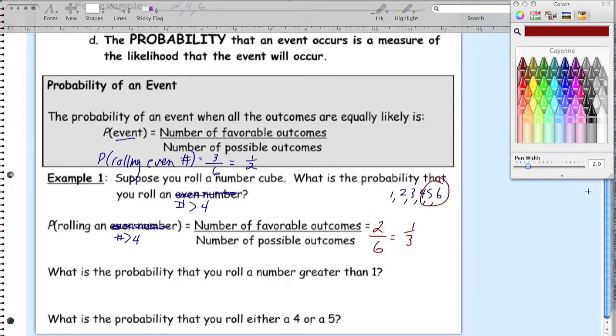All right, let's do, what is the probability that you roll a number greater than 1? We have to write in probability, rolling a number greater than 1.